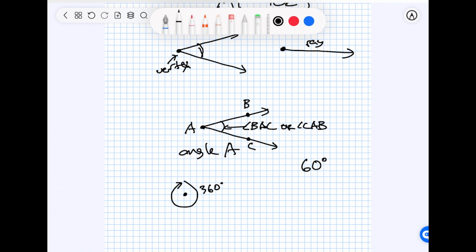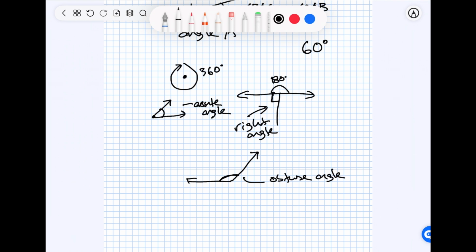From that, we can get some important benchmark angles. A straight line forms a straight angle, which is exactly 180 degrees. And if an angle is exactly 180 degrees, well, it's called, like as previously mentioned, a straight angle. So to summarize, acute angles are less than 90 degrees, right is exactly 90 degrees, obtuse angles are between 90 and 180 degrees, and a straight angle is exactly 180 degrees.